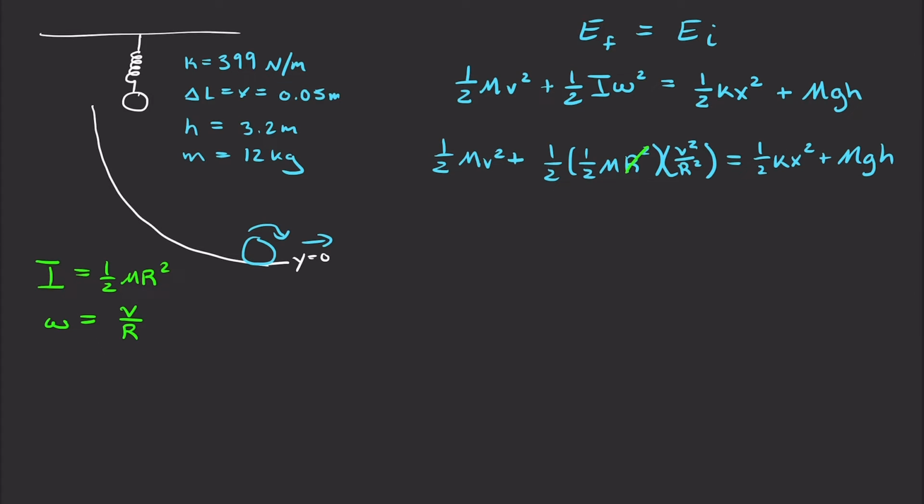So now if I simplify, this r squared and this r squared will just go to 1, so it'll disappear. And I'll have 1/2 mv squared. 1/2 and 1/2 is a fourth, so 1/4 mv squared equals 1/2 kx squared plus mgh. So if you add the terms on the left hand side, you have a half plus a quarter, or 2/4 plus 1/4, so that will give you 3/4 mv squared.